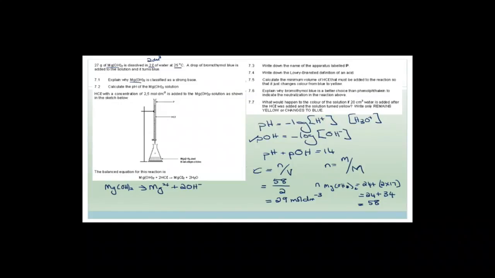Sorry, I'm just making sure that 2 liters is 2 dm³. Sorry, I'm having a blonde day. So, as I was saying, the concentration is the number of moles divided by the volume, which is 2. So the concentration of the whole magnesium hydroxide is 29 moles per decimeter cubed. But for every 1 mole of magnesium hydroxide, we have 2 moles of hydroxide. Which means the concentration of OH minus is 2 times 29, which takes it back up to 58. So now we can substitute that to get the pOH.